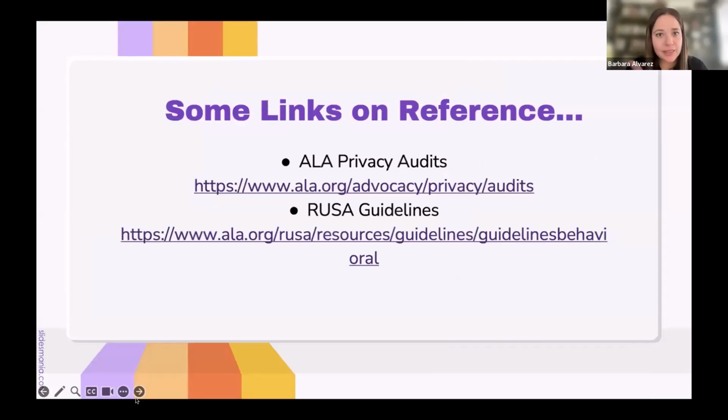Some additional links on reference tools that I recommend that you dig into after this webinar. The ALA has a privacy audit website, so you can check your library's reference practices, computer usage practices, circulation practices to see how your library is doing, kind of like a self-assessment related to privacy. And then also RUSA updated their guidelines for reference interactions a year or two ago. I highly recommend taking a look at it, specifically in relation to questions related to diversity, equity, and inclusion, as I think sexual reproductive health is along that, as well as active listening.